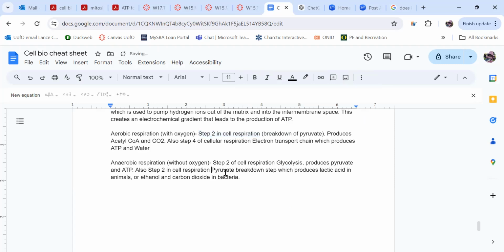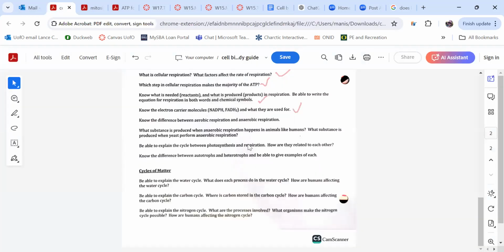Let's make sure we don't forget our steps here. Glycolysis is step 1, which produces lactic acid in animals and ethanol in yeast. Good. I've got a lot of information there on aerobic respiration versus anaerobic. I think that's pretty good.